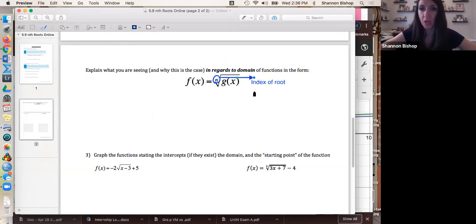How's that? So that little number is called the index of the root. So like in a square root, the index is 2. On a cubed root, the index is 3. On a fourth root, the index is 4, etc. So whatever that number is, it's called the index of the root.